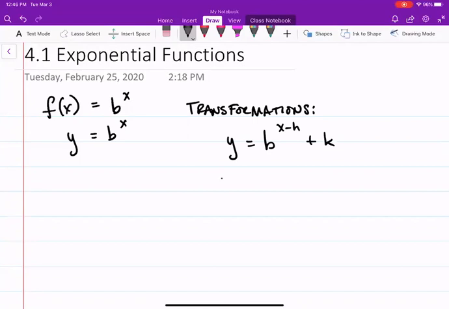And the h, or I should say positive h, means I'm going to shift to the right, and negative h means I'm going to shift to the left. Positive k means I'm going to shift upward, and negative k means I'm going to shift downward. Are we okay with that?